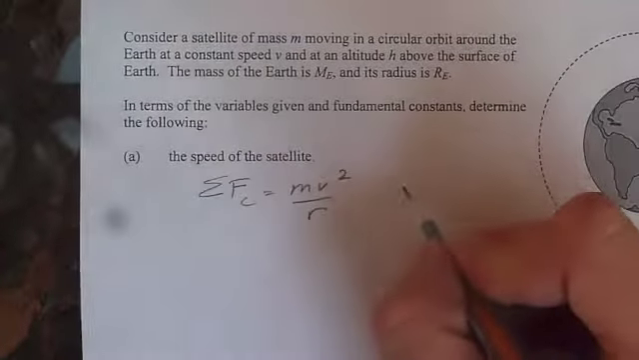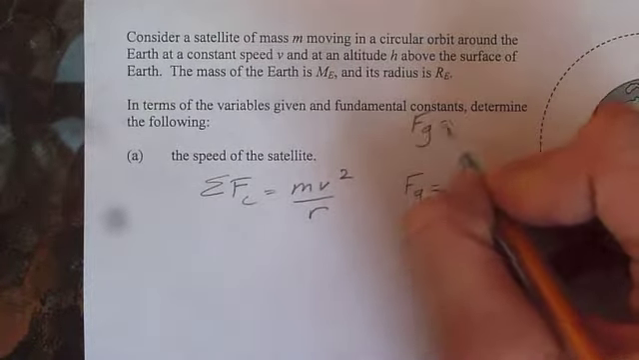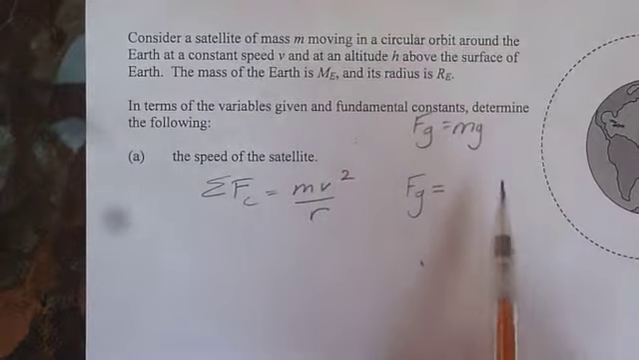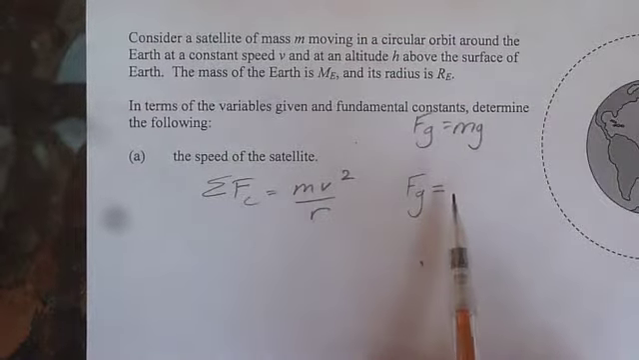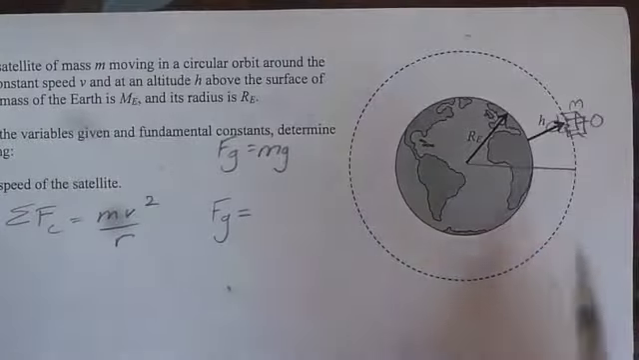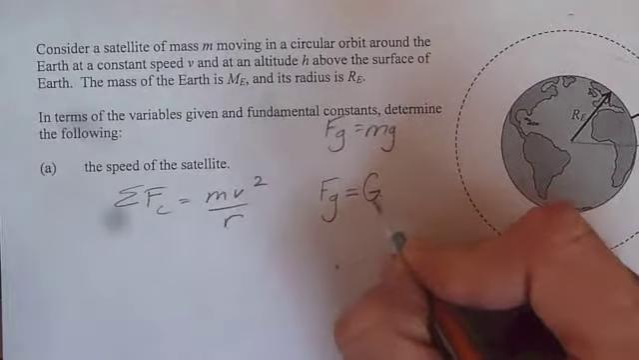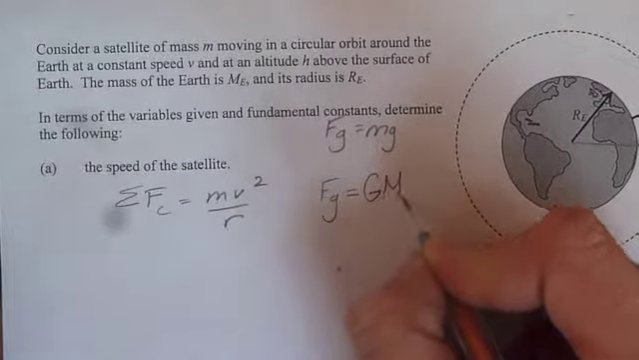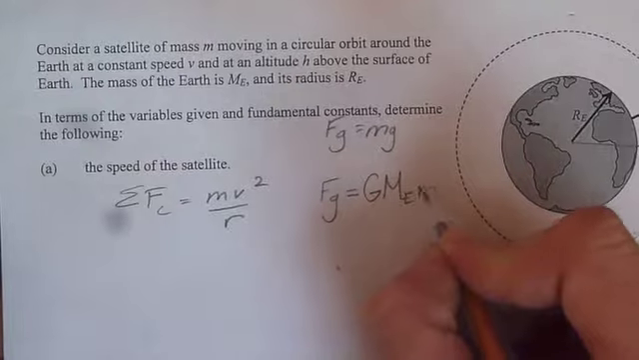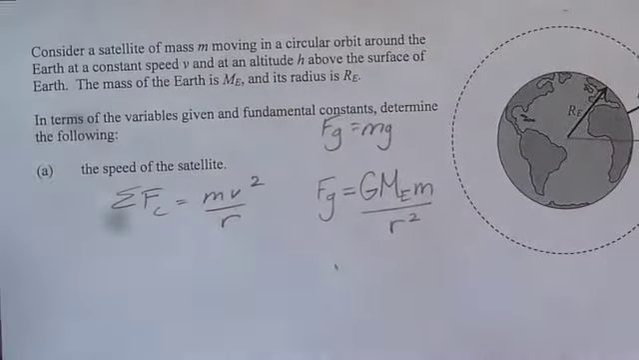Well, that would be the force of gravity. Now, we know the force of gravity is Fg equals mg, but in this case, we have to use the universal law of gravitation because we don't know what little g is way out here. So the universal law of gravity, according to Newton, is big G, which is a constant, the mass of each object, so the mass of Earth, the mass of the satellite, over the distance between the two objects squared.